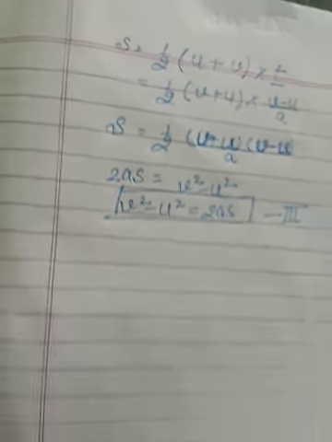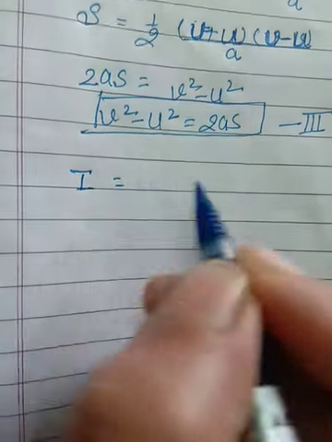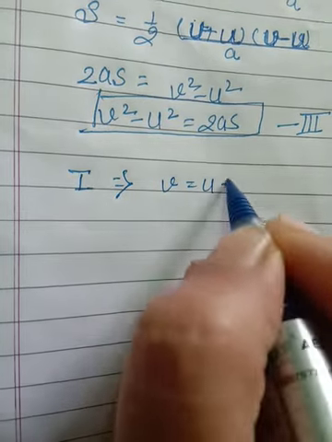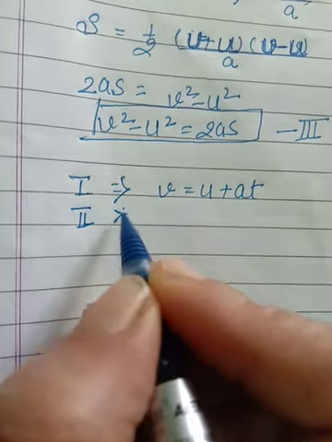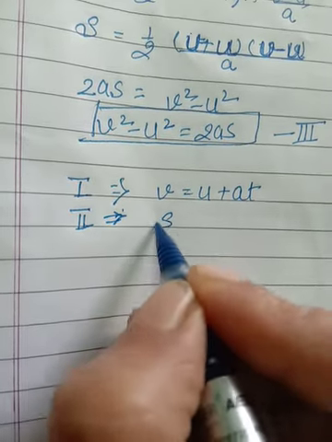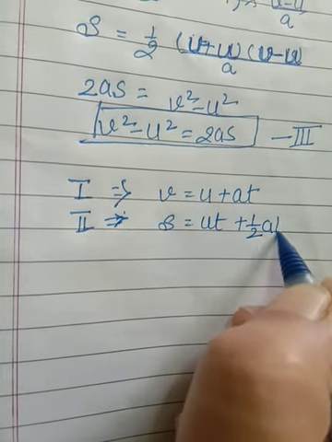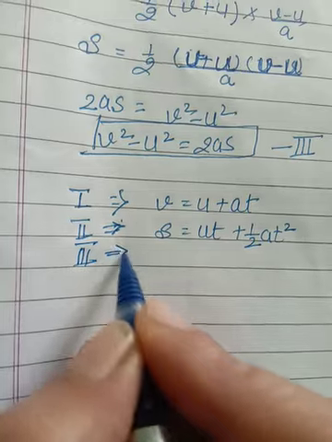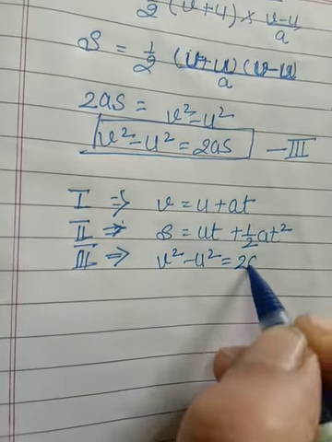Just once again we recapitulate all three equations. The first equation is V equals U plus AT. The second equation is S equals UT plus half AT square, and the third equation is V square minus U square equals 2AS.